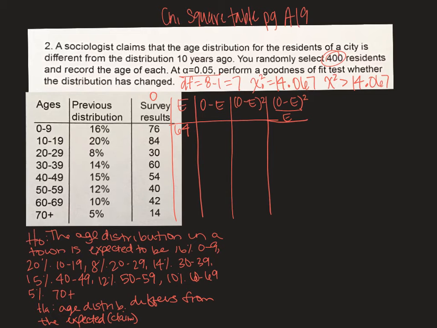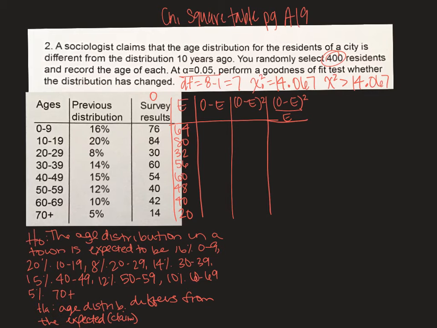400 times 20% is 80, times 8% is 32, 14% is 56, 15% is 60, 12% is 48, 10% is 40, 5% gives us 20. So now we're subtracting our observed and our expected.